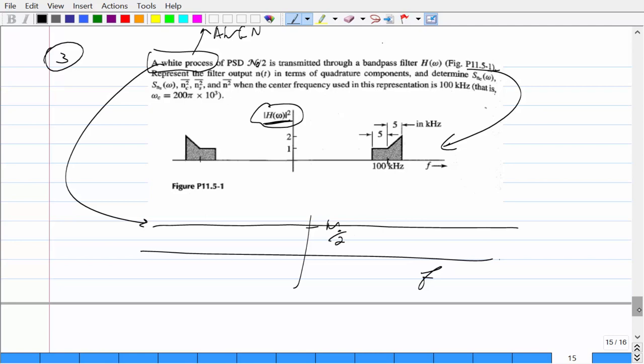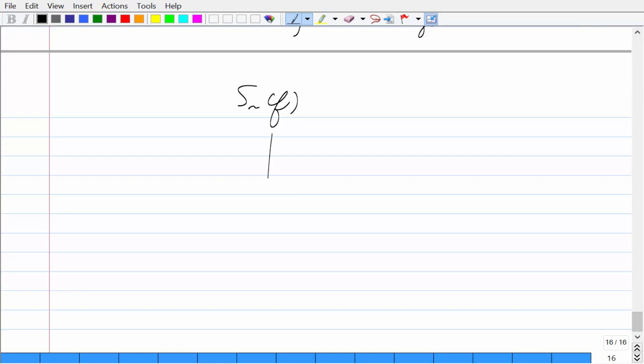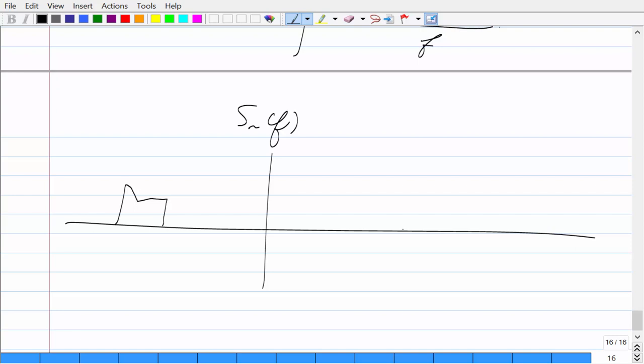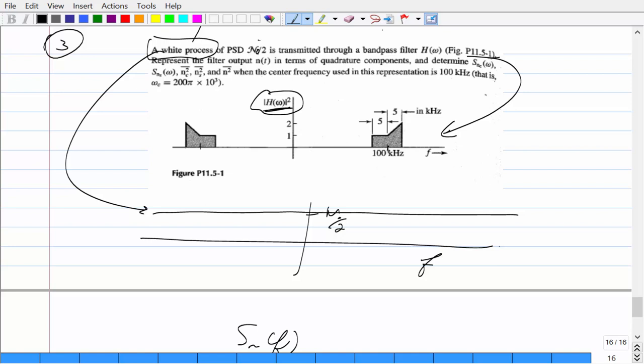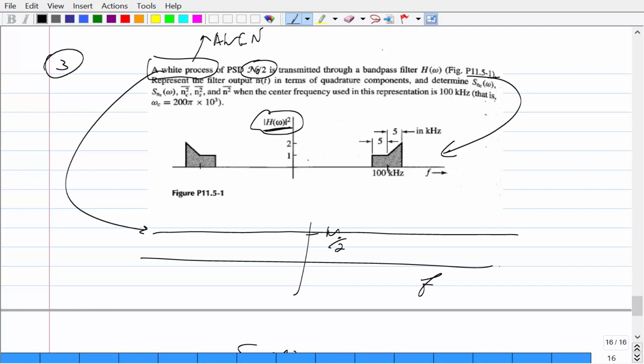So the output process is basically going to look like this. It's going to have a triangle that looks like this, but then each of these amplitudes is going to be multiplied by N0 over 2. So when you have N0 over 2 multiplied by this, it's simply going to be N0 by itself, and this becomes N0 over 2. You're just multiplying each of these by N0 over 2, because if you remember what the transmission theorem was, the output is simply the magnitude squared of your LTI system multiplied by the input. And that's already given to us over here.